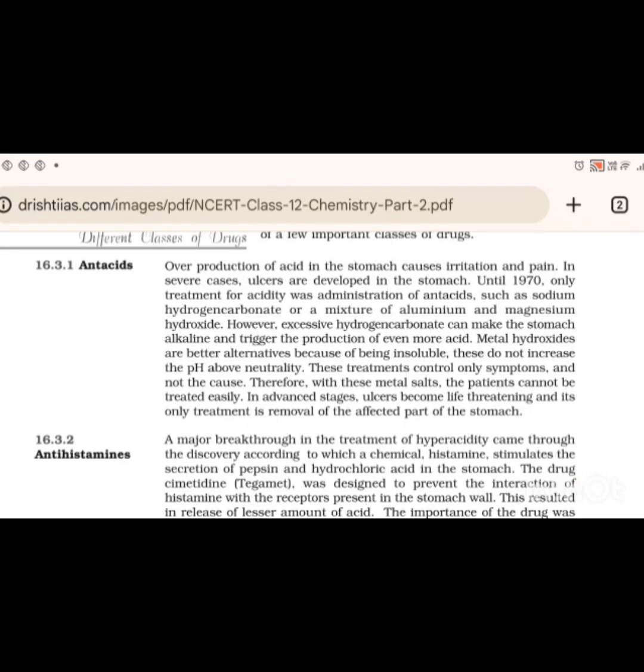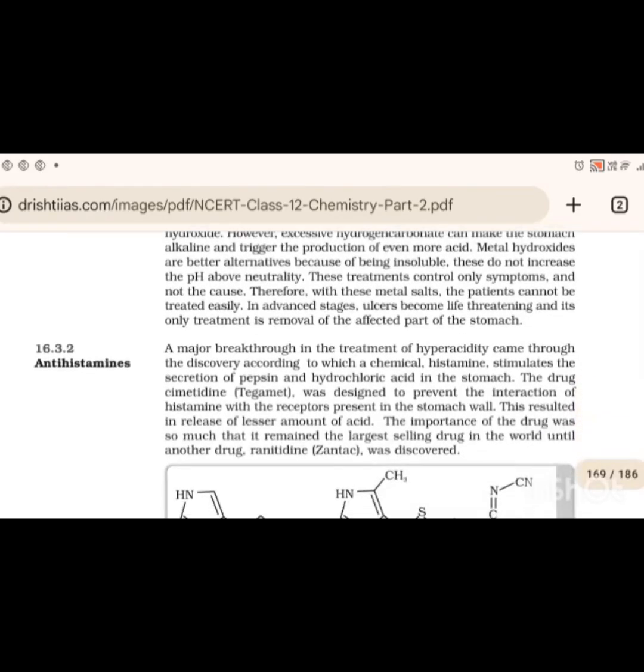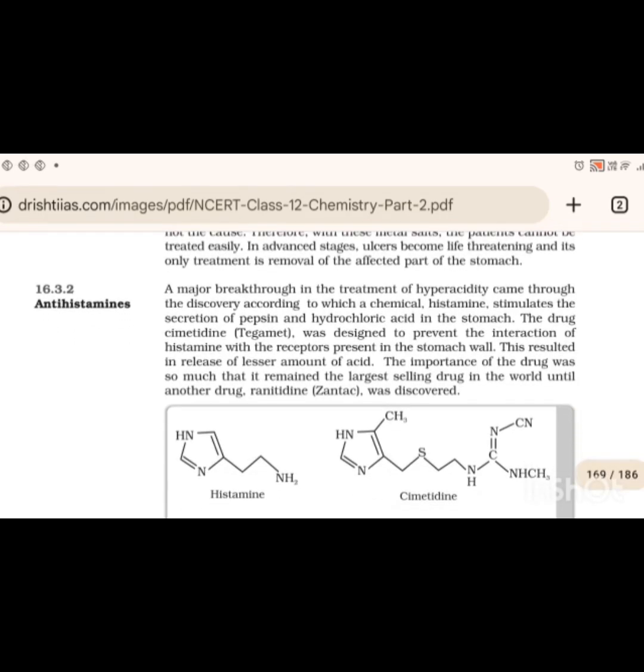These treatments control only symptoms and not the cause. Therefore, with these metal salts, the patients cannot be treated easily. In advanced stages, ulcers become life-threatening and the only treatment is removal of the affected part of the stomach. Antihistamines. A major breakthrough in the treatment of hyperacidity came through the discovery that a chemical, histamine, stimulates the secretion of pepsin and hydrochloric acid in the stomach. The drug cimetidine (Tagamet) was designed to prevent the interaction of histamine with the receptors present in the stomach wall. This resulted in the release of a lesser amount of acid.